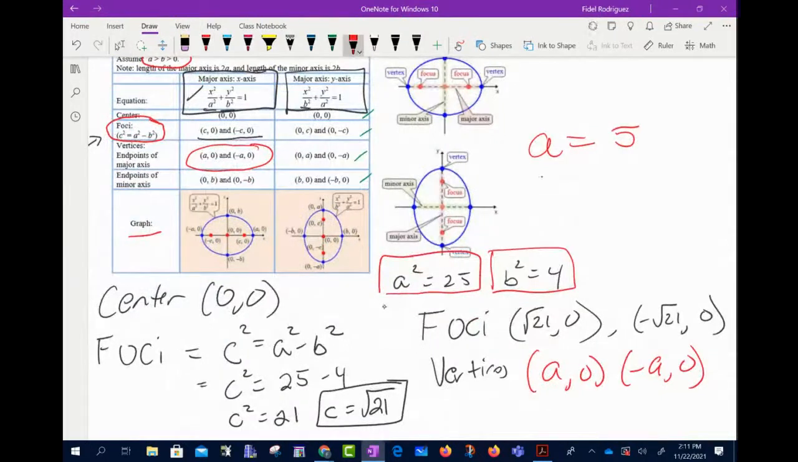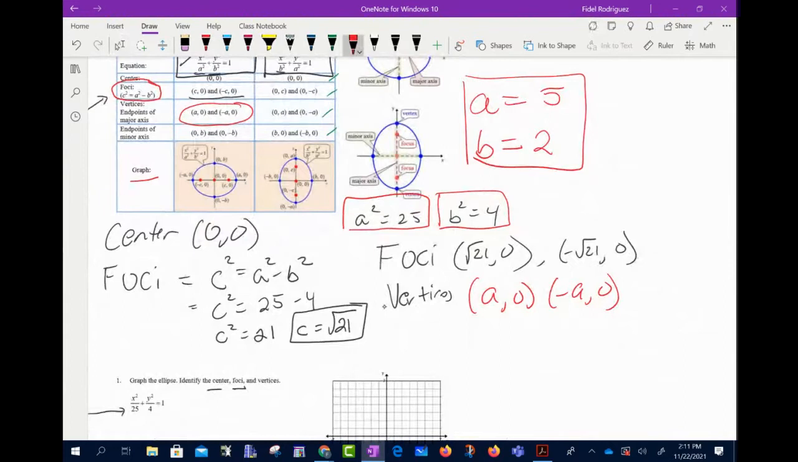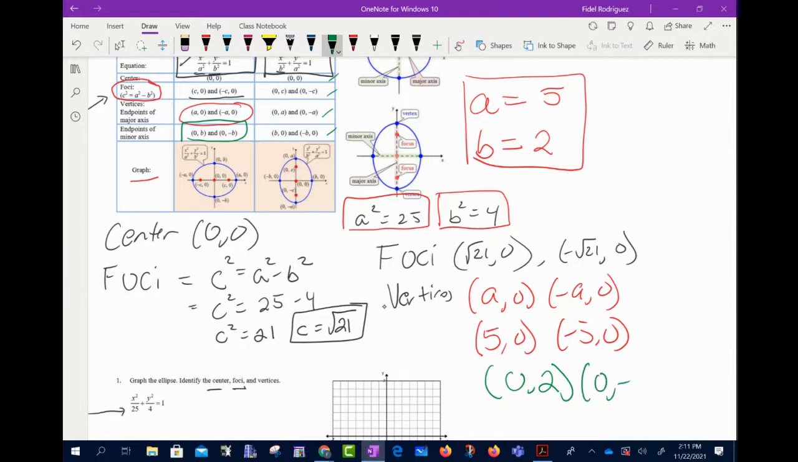Now let's do the same thing for B. What would B be equal to if B squared is equal to 4? 2. There you go. Okay, so now that we have that, let's go ahead and write out our vertices. We're going to have (5, 0) and (negative 5, 0). And for the endpoints of the minor axis, it says right here, y'all, (0, b) and (0, negative b). So it's going to be (0, 2) and (0, negative 2).